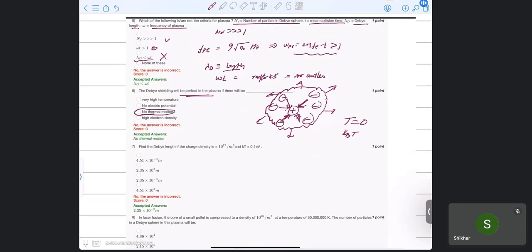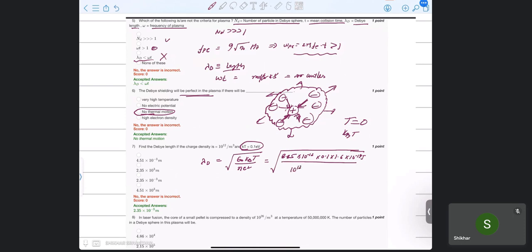Find the Debye length of the charge density. So you just use the formula of the Debye length. The formula is the square root of epsilon naught kBT upon n times e square. Epsilon naught will be given in the question paper as 8.85 into 10 to the power minus 12. kBT is given as 0.1 electron volt, and 1 electron volt has 1.6 into 10 to the power minus 19 joule of energy. Divided by the number density, which is 10 to the power 12.